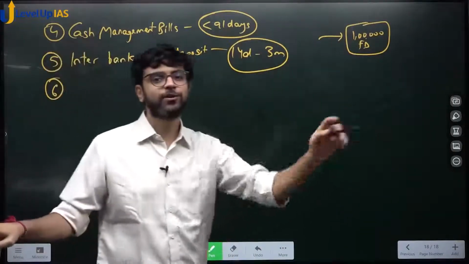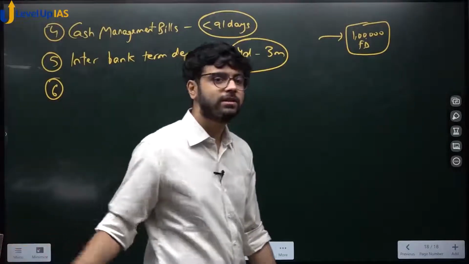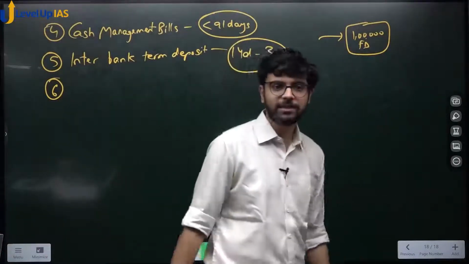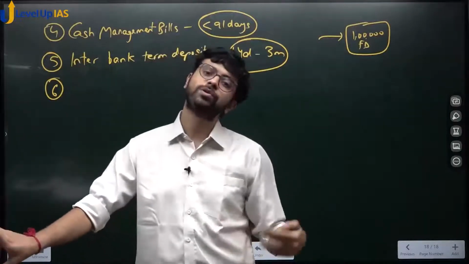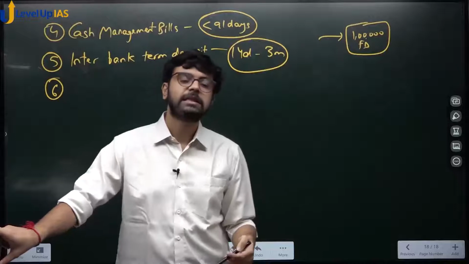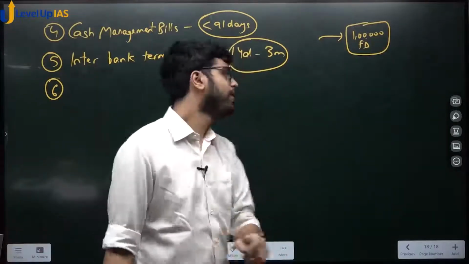You sell this receipt to your friend for 1 lakh. What will happen? Tomorrow he will be able to claim this FD. Yes or no? Similarly, financial institutions and banks also issue these kinds of receipts. These are known as certificates of deposit. Understood? Certificates of deposit.